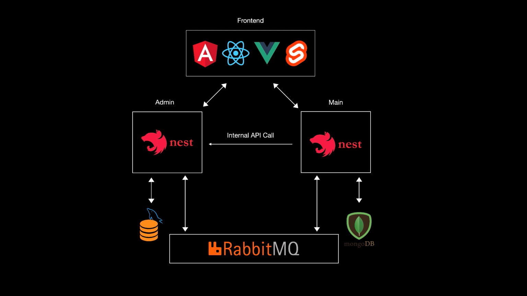The backend of this app will be composed into two microservices, the admin microservice and the main microservice. They will both be built using NestJS and they will have their own separate database. The admin app will be using a MySQL database and the main app will be using a MongoDB database. They will communicate with each other using RabbitMQ events and internal API calls. So we'll see the difference there.